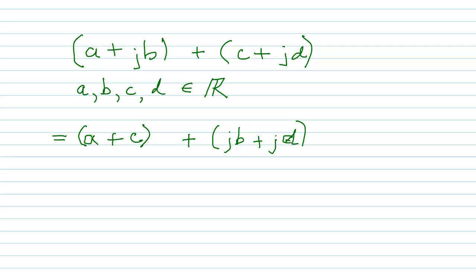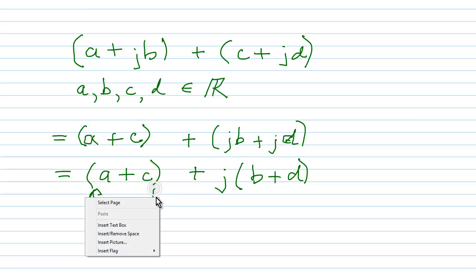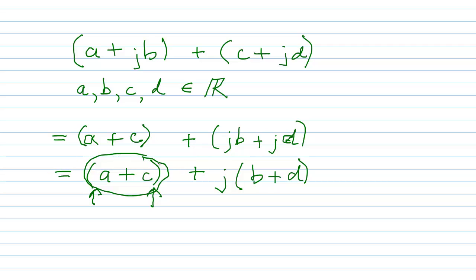Now we can add the JB and JD by simply factoring out the J. So we get A plus C plus J times B plus D. By the way, these two parentheses, this one right here and that one right there, technically aren't needed in this expression. But I've put them there just to differentiate the real number part of the complex number here from the imaginary part here.